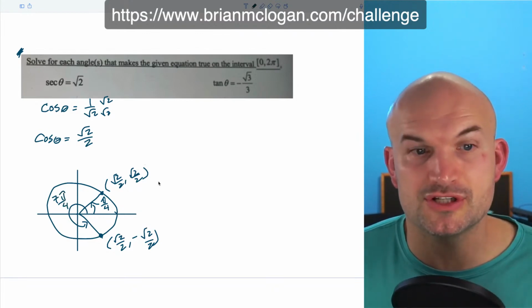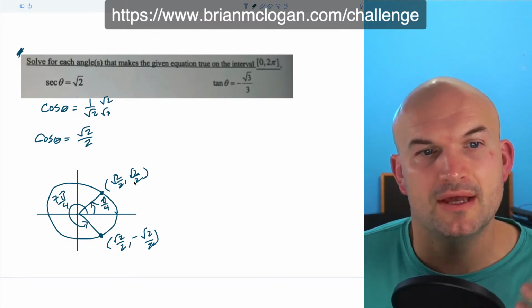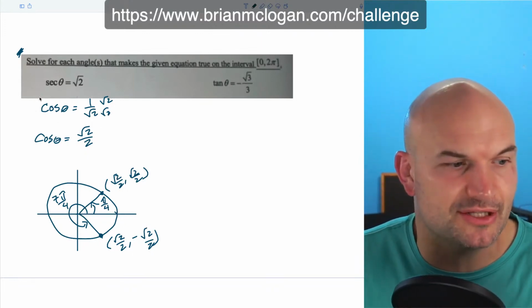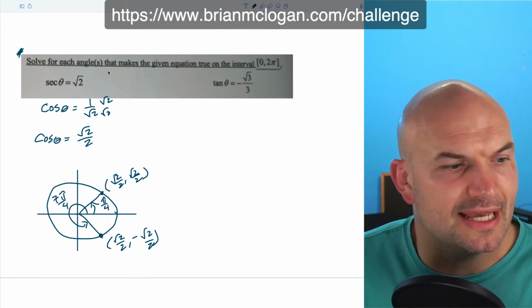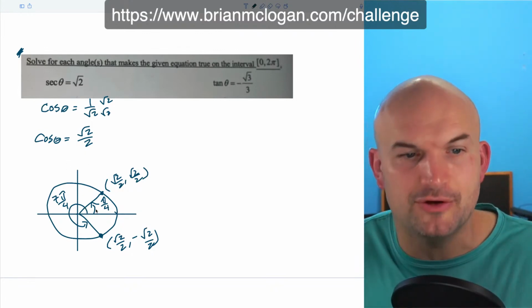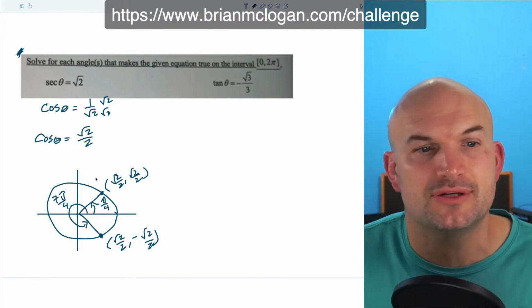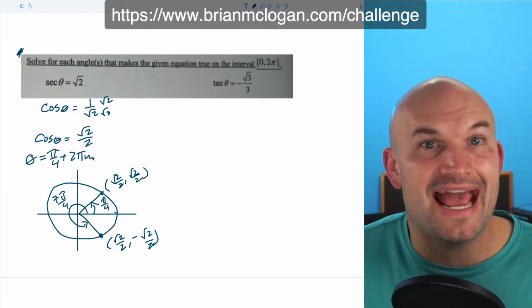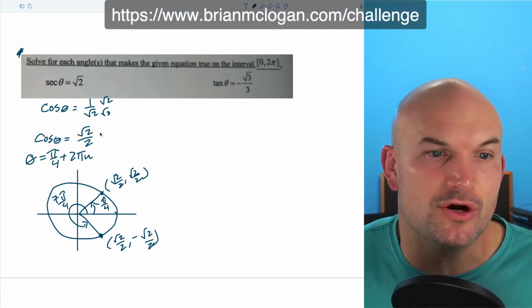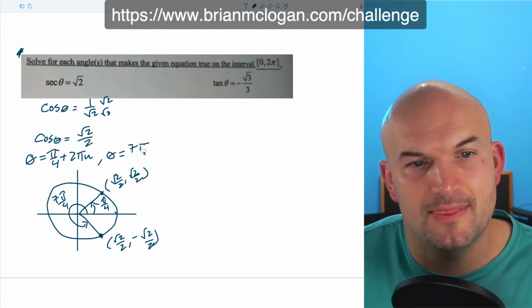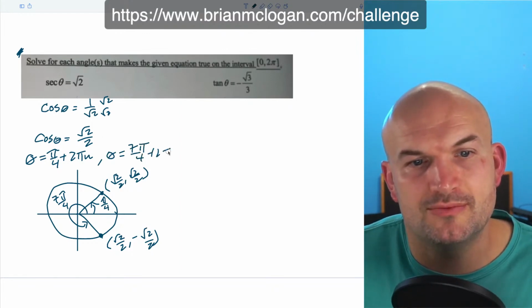So then you say, well, what are all the solutions? Those are solutions on the unit circle, right? Well, there's no real easy relationship between these two. So what you can basically do is just add 2 pi to them, because adding 2 pi is going to take you all the way around the circle back to the same solution. So what I would say is theta equals pi over 4 plus 2 pi n. And n represents any number. So you can go in the positive direction or in the negative direction. And then my other solution is theta equals 7 pi over 4 plus 2 pi n.